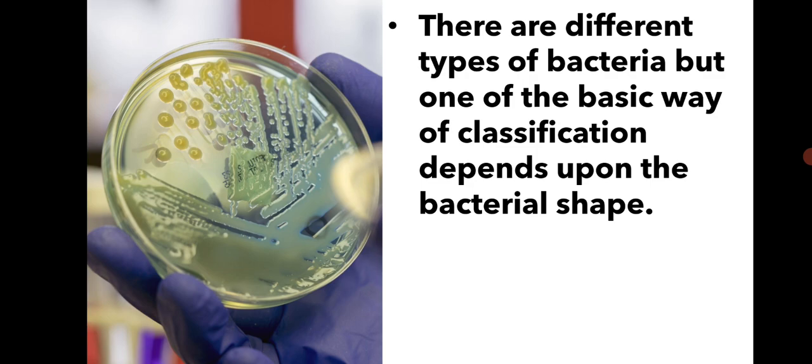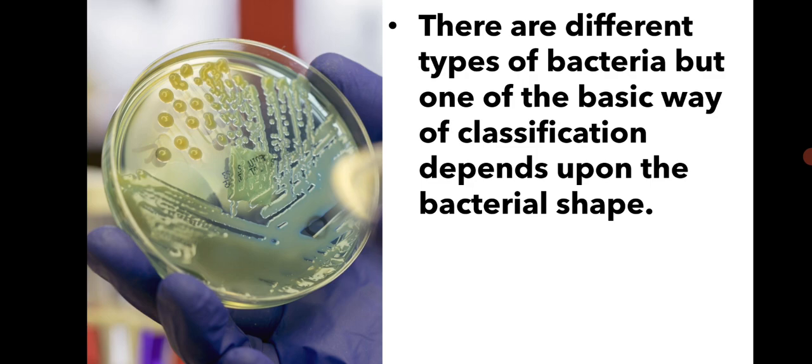That is why one of the basic ways of classification of bacteria depends upon the bacterial shape. After identifying the shape, you can later use other methodologies by which you confirm the genus or the species of the isolated bacteria, to which group or genus they belong. So it basically depends upon the shape.